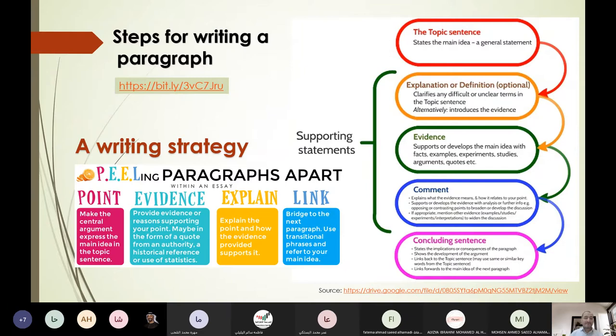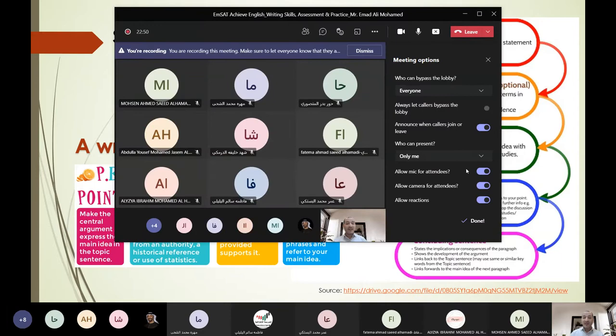While you're writing your supporting sentences here, you should explain the points you're going to talk about, introduce evidence, and use facts, examples, experiments, studies, arguments, quotes. Sometimes you add a quote. This will make your writing very strong, actually. If you find a quote, somebody says so, you say, according to Ahmed Zewail, according to Einstein, according to President Biden or Obama, according to Sheikh Zayed, you can quote something and put it in between brackets. This will make your writing very strong. Well, this will support your evidence and give some comments.